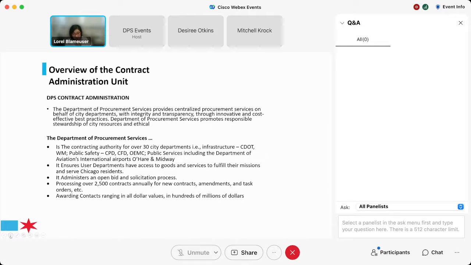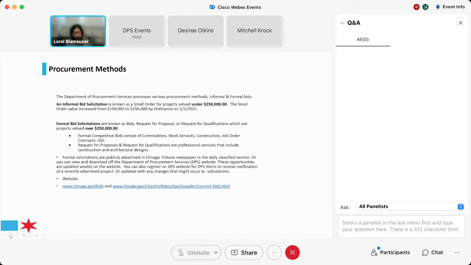Next slide, please. The next part I'm going to be going over is about the procurement methods. This will give you a little bit more of an insight as to how we operate and the difference of the different types of opportunities that all of you are eligible for. The Department of Procurement Services processes small orders under $250,000, competitive bids, requests for proposals, requests for qualifications, and job order contracts, otherwise known as JOC.